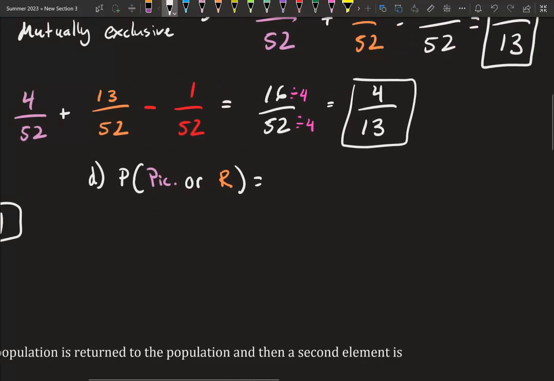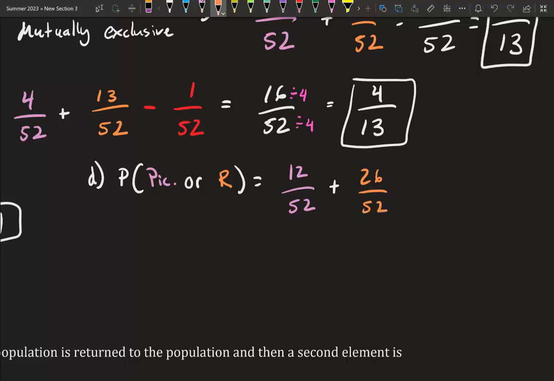Alright, if you look at your deck of cards, there are 12 picture cards. 12 out of 52 are picture cards. If we look at our deck of cards, half of them are red. Half of the entire deck is red. So there are 26 out of 52 red cards. However, there are picture cards that are red.